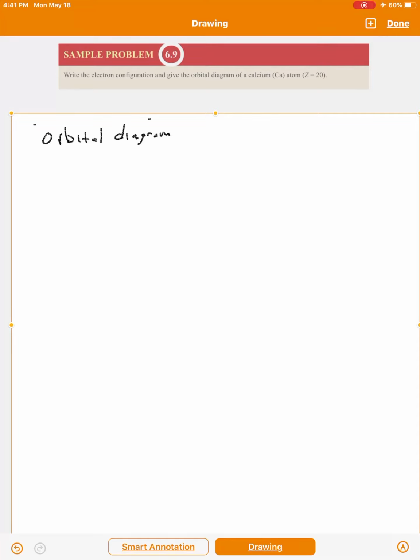it can be done vertically or horizontally. Let's do it horizontally. So the orbital diagram is where you show the boxes and you put the arrows in to represent the spins of the electrons. The downside of doing this horizontally is that it doesn't show the degeneracy as well of the p subshells or the d subshells. These three are degenerate. They're all at the same energy.